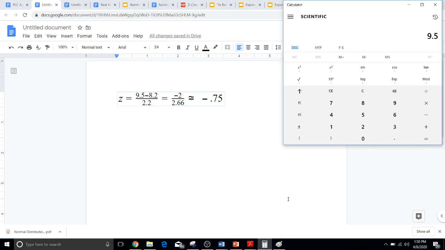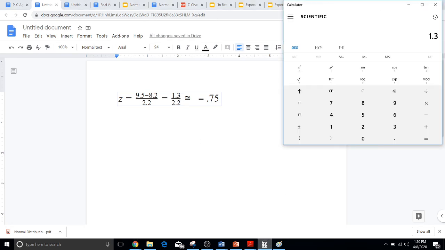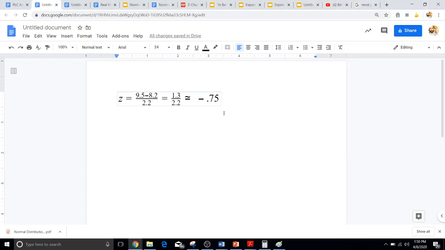Let's go ahead and find out what that is. So 9.5 minus 8.2 is 1.3. So we can fill that in right here. 2.2 is still our standard deviation, so let's now divide by 2.2. This gives us approximately positive 0.59. We now have our z-score. So let's go ahead and look that up on our z-chart.